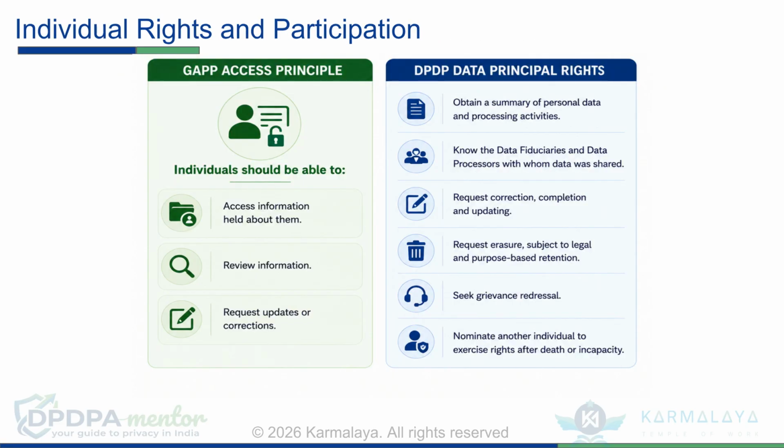Under the DPDP Act, individuals have rights to access summaries of their data, request corrections, seek grievance redressal, and nominate others to exercise rights on their behalf. DPDP gives individuals meaningful rights, but the rights are not identical to every right available under GDPR or other comprehensive privacy laws. For example, the DPDP Act does not create a general statutory right to data portability or a broad right to object comparable to GDPR. The right to access is also structured around information such as a summary of personal data, processing activities, and certain sharing details.